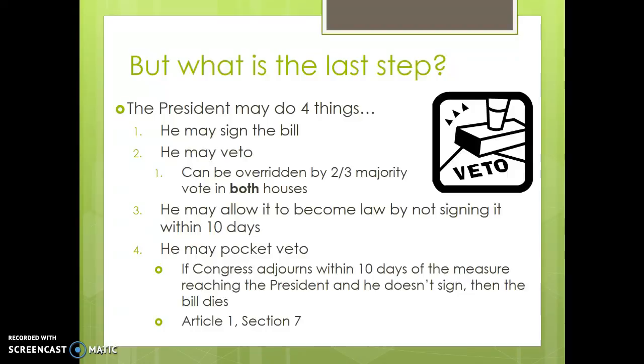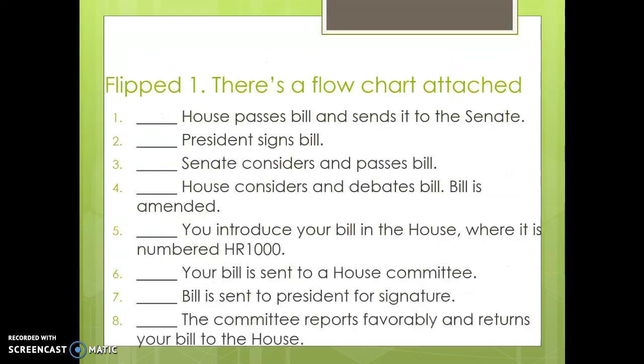He may also pocket veto it. He can do this if Congress is adjourning within 10 days of the measure reaching the president. If he doesn't sign it while Congress is not in session, it dies after 10 days. That's in Article 1, Section 7 of the Constitution.